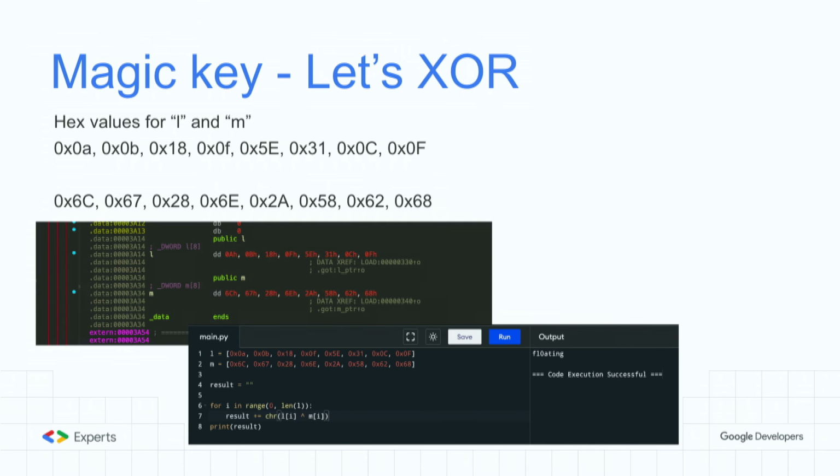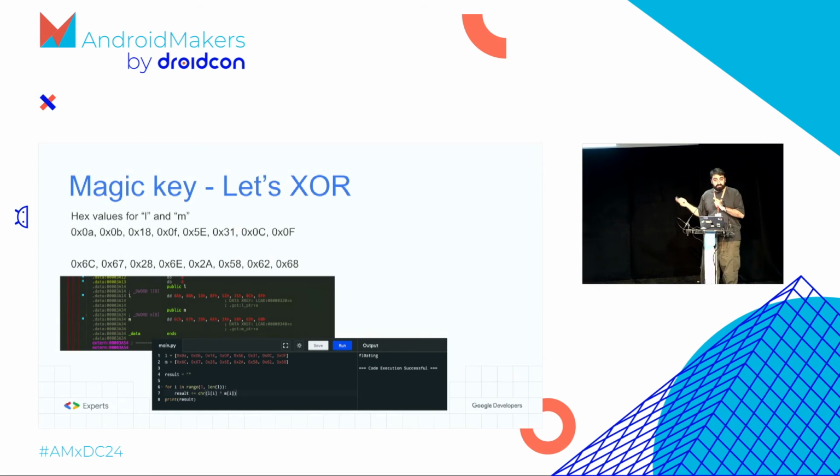Iterate over this array, do the bitwise operation, append to the result, and print the result, and it says floating with a 0 in the middle. So that's our input. Wow, but that's not a flag. This is our input. So we need to enter floating in the application just to see the result, the flag actually. So that's nice.